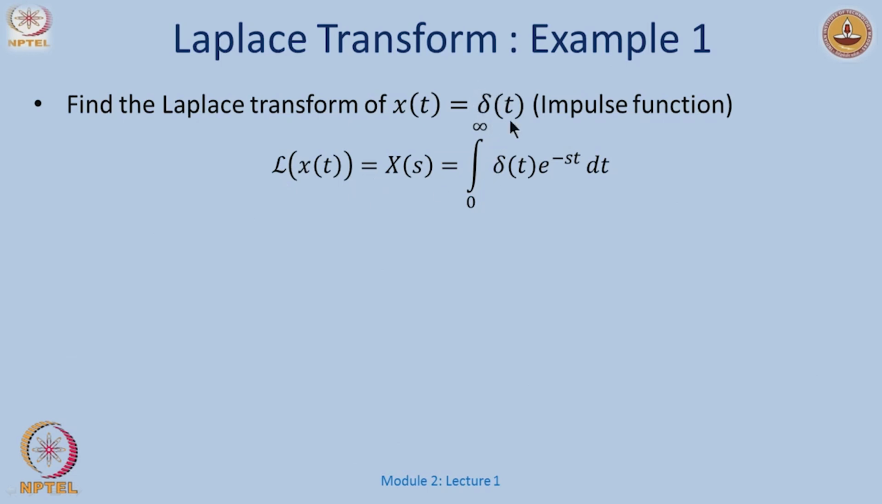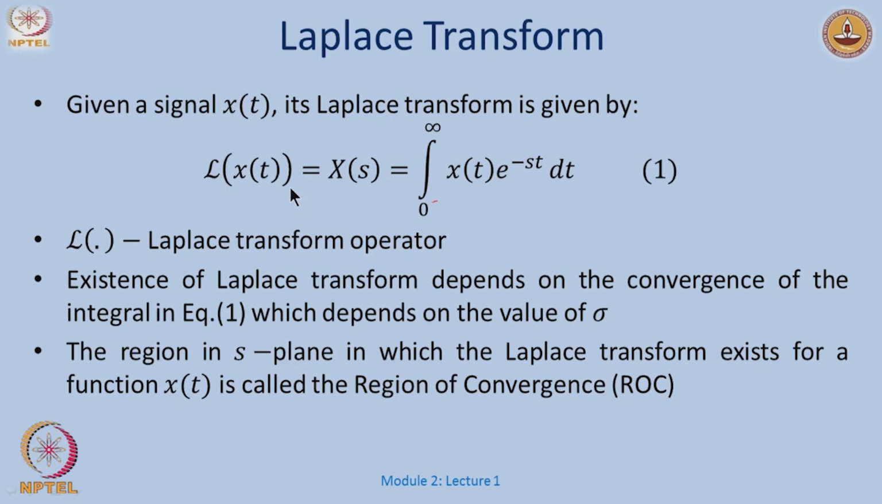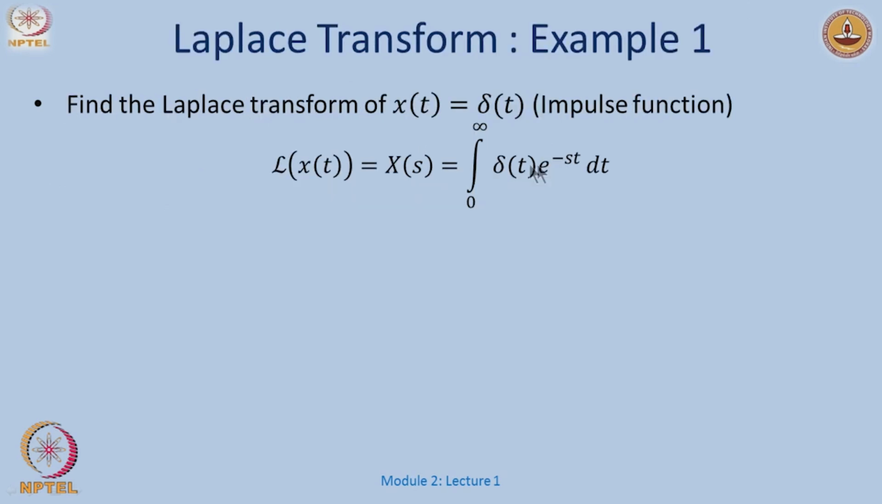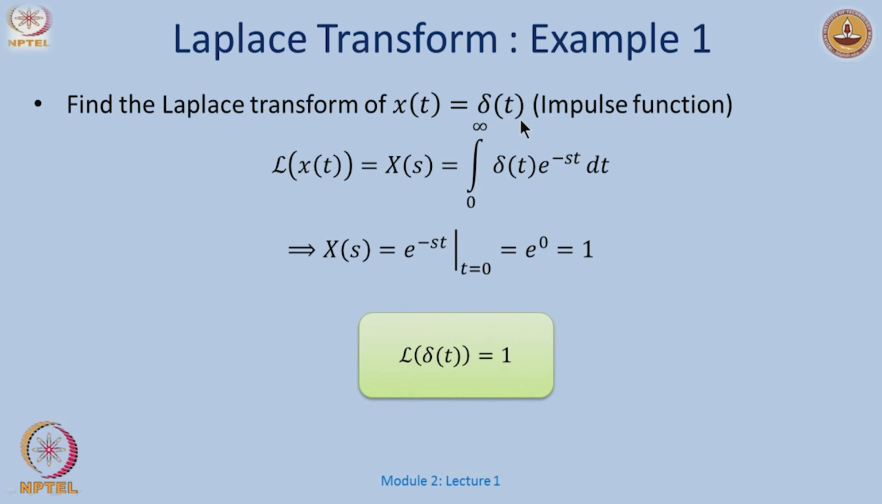Which is usually denoted by delta of t, and I just use the definition here, integral from 0 to infinity of x of t e power minus s t dt. Replacing x with delta, I am left with this expression. Now, I can just compute X of s to be 1, where I just use the property of the impulse function, where the impulse is defined such that the integral from 0 to infinity of delta t is 1, right.